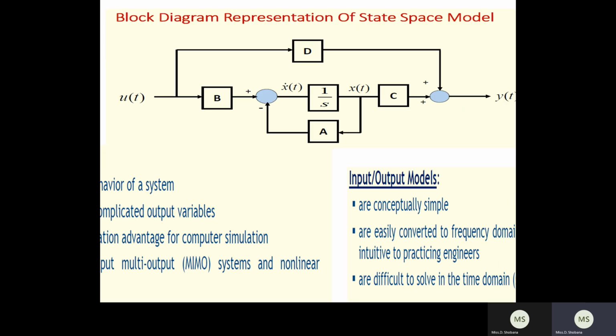Then we can go for the block diagram representation of the state space model, or otherwise we can call it a state diagram. In the normal method, the system can be pictorially represented by means of a block diagram. Similarly, in the state space model, the system can be represented pictorially, and that is called a state diagram. Both are the same, therefore we call this the block diagram representation of a state model.